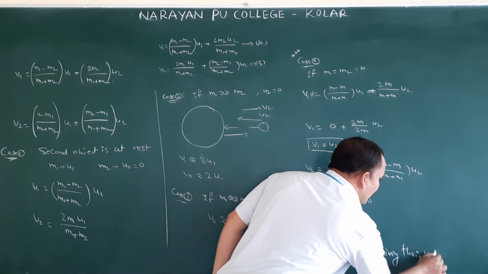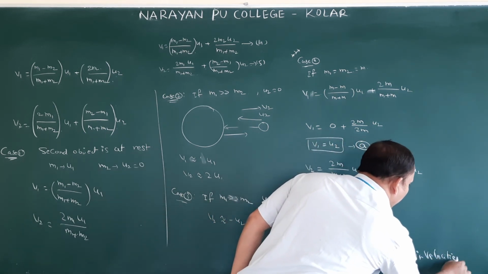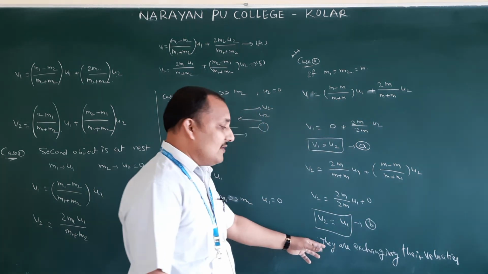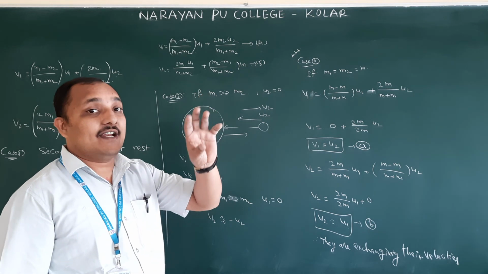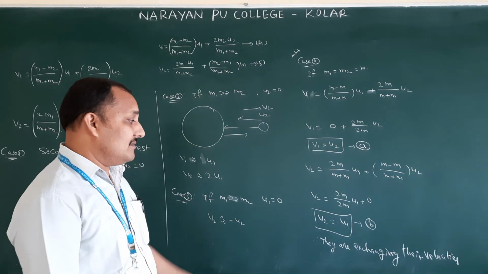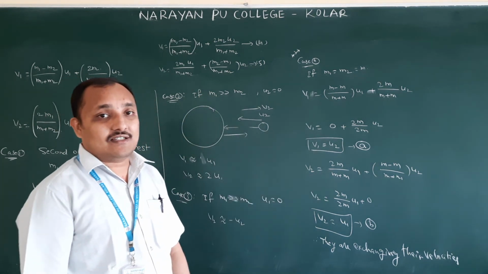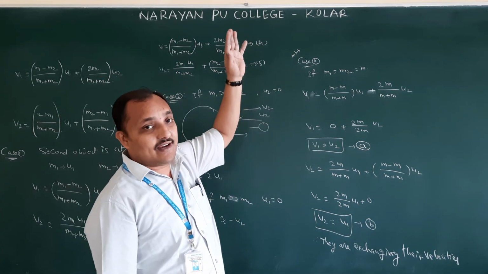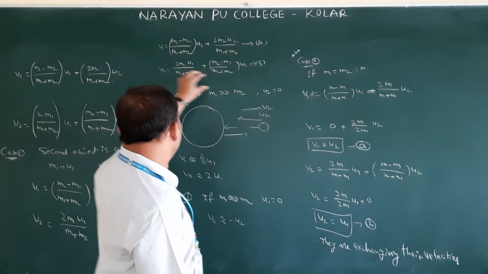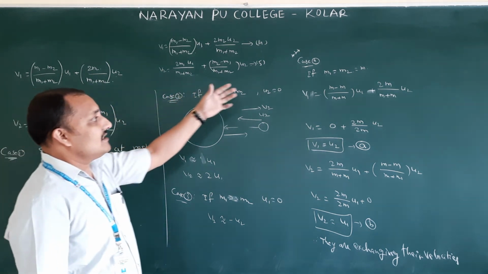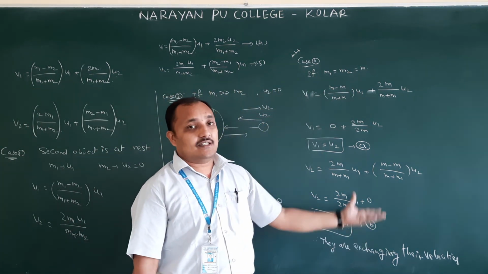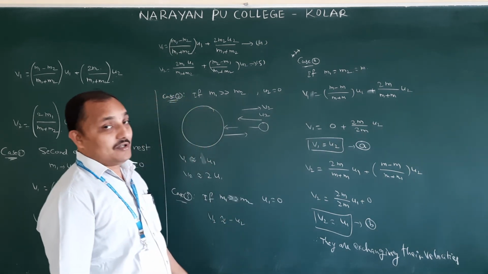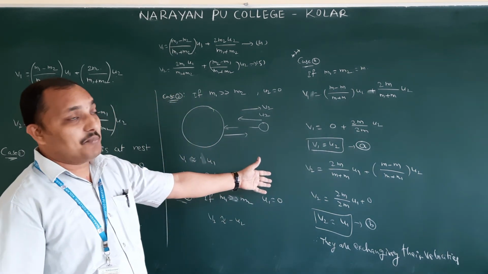By observing a and b, this is what they will ask in the 3 marks question: show that if two objects of equal masses undergo a one-dimensional elastic collision, they will exchange their velocities. At that time, you don't need to derive v1 and v2. You can take the v1 equation and the v2 equation and substitute. If m1 equals m2 equals m, you can write it as it is. So you will get 3 marks. This is a very important 3 marks question.